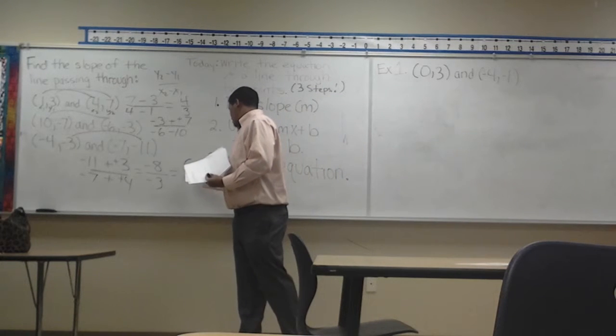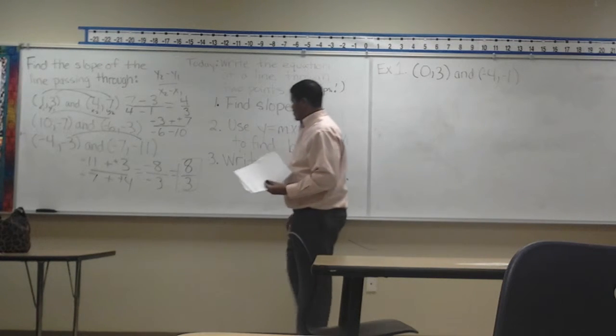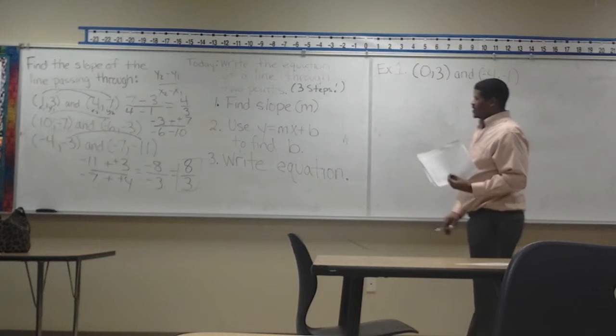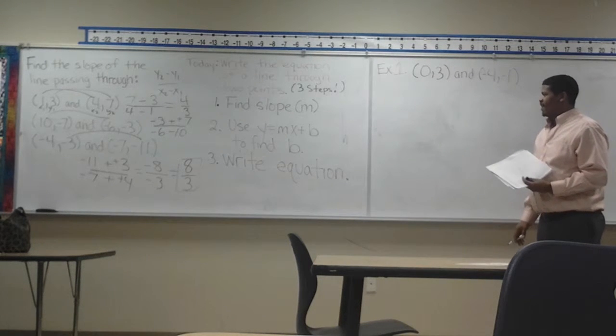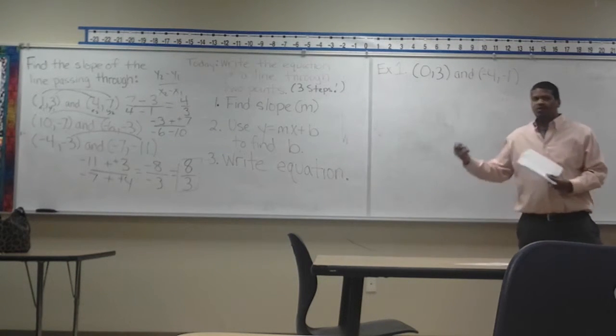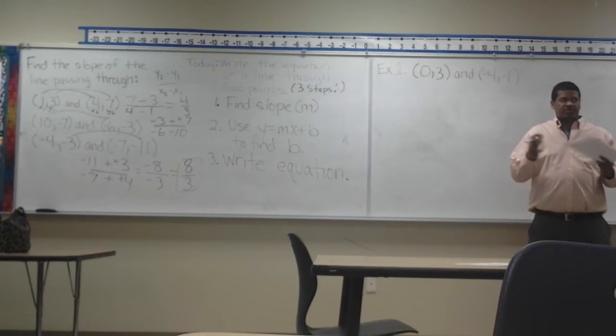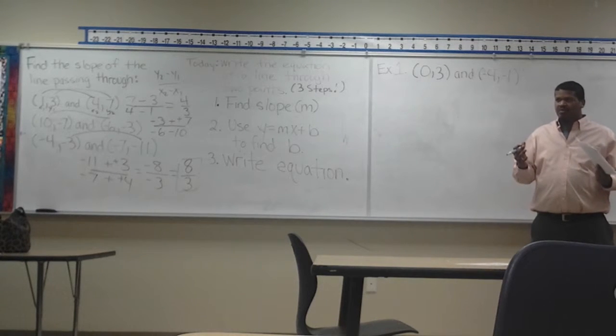Positive 8 over positive 3. All right, we can't leave two negatives. That is wonderful. 8 and 3 do not have any common factors. And there we are. Okay, hopefully you feel comfortable with that. That is the first step of a much more complicated process.